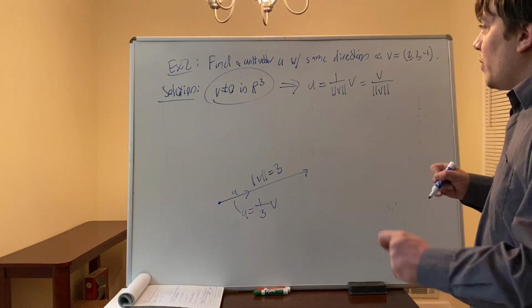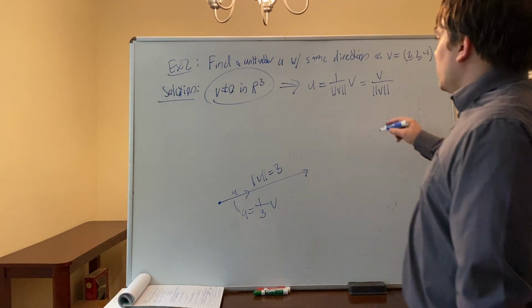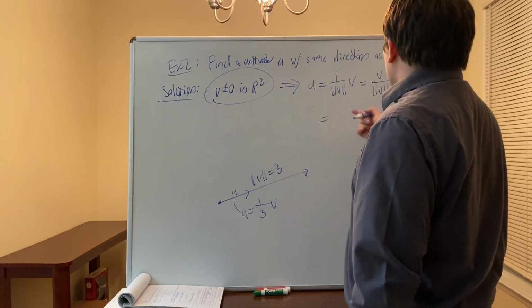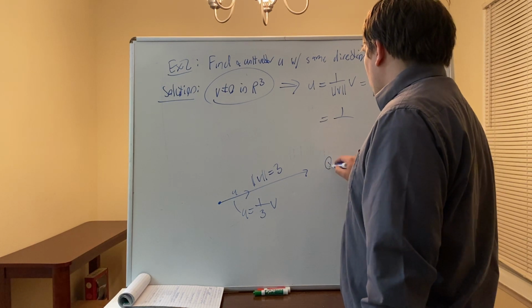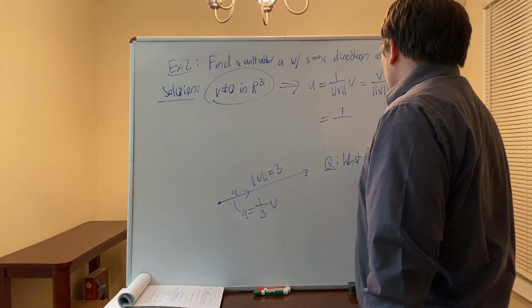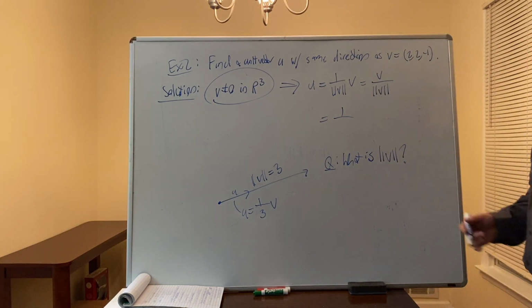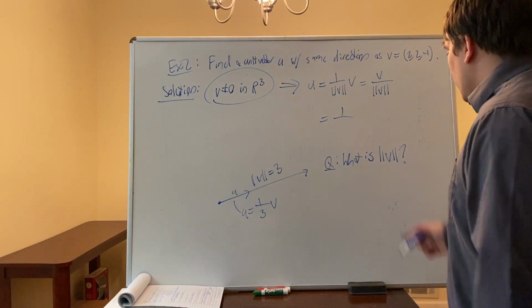Okay? So now in the problem, we want to find the unit vector associated with this vector V. And so here, U is equal to V divided by the length of V, or 1 over its length times V. So here, what is the length of V? A side question is, what is the norm of V? We want to find the norm of V so we can multiply V by 1 over its magnitude. So what is the norm of V?